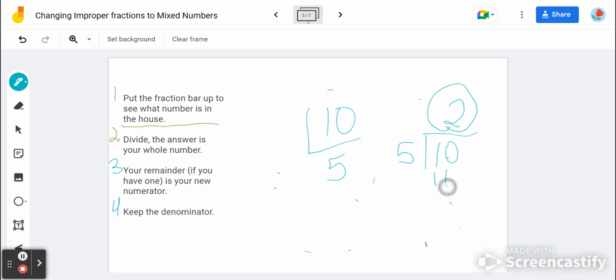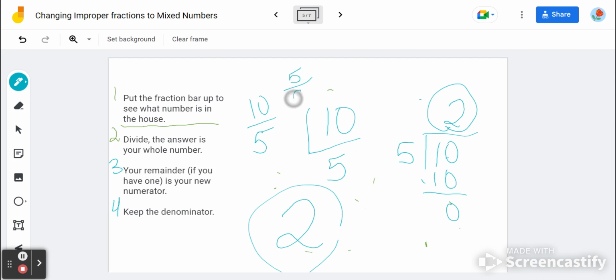2 times 5 is 10. And we have no remainder, so we don't need to worry about writing a fraction 0 out of 5 because that's nothing. So when we divide, our answer becomes our whole number. And if we don't have a remainder, that's it. So it's just 2 because 10 divided by 5 is 2. It is 5 over 5, which is 1, plus another 5 over 5, which is another 1. And that's how we get our 2 wholes.